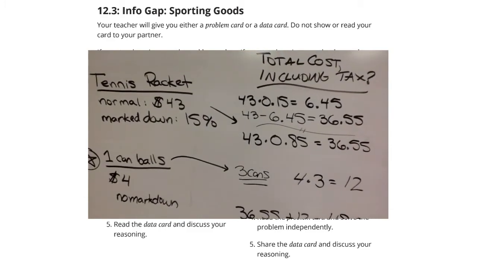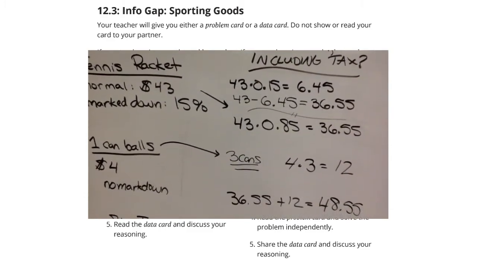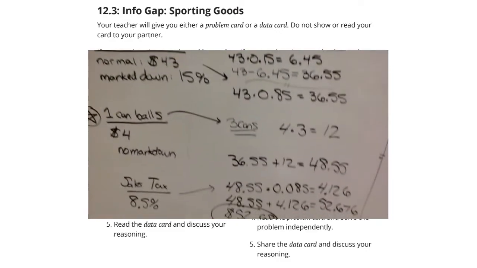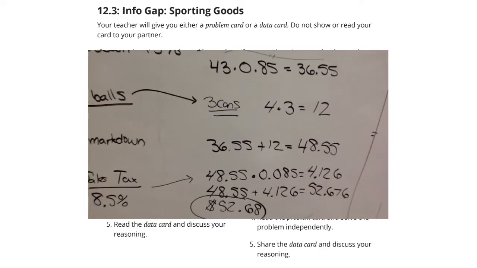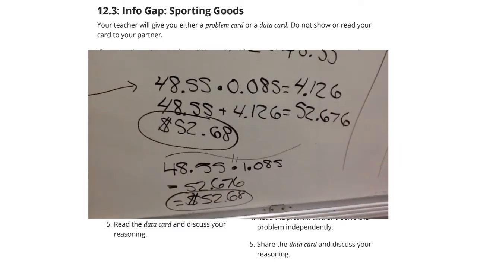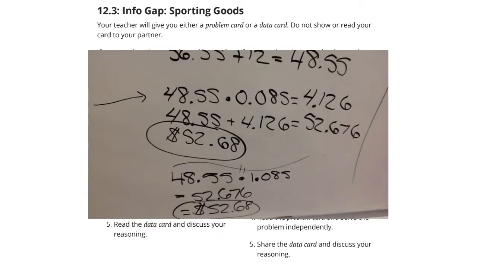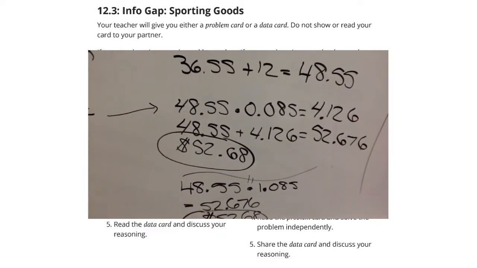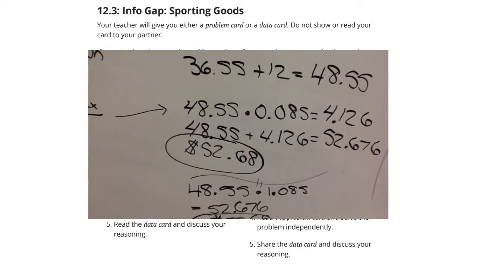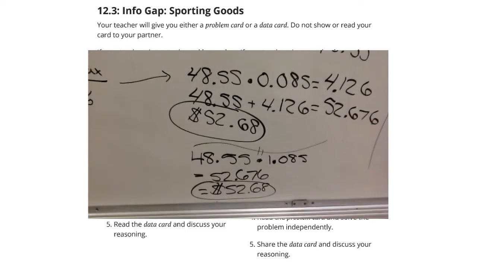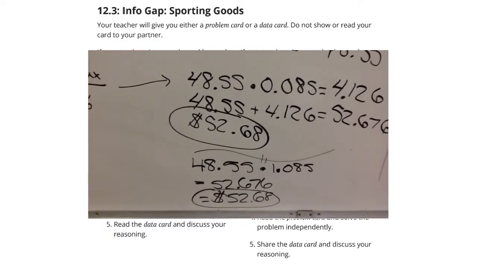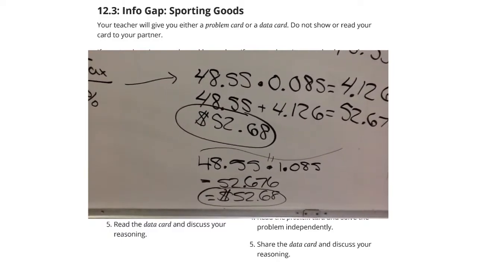And now that I know the cost of the tennis racket and the 3 cans of tennis balls, we can add those up to get $48.55. Now the sales tax was 8.5%. And so once you know it's $48.55, you could take 8.5% of that $48.55 to get about $4 and a little more than 12 cents. Add those up, get about $52.67 with the extra, and you round that to $52.68. Or you could then take 108.5% and multiply that by $48.55 as well.